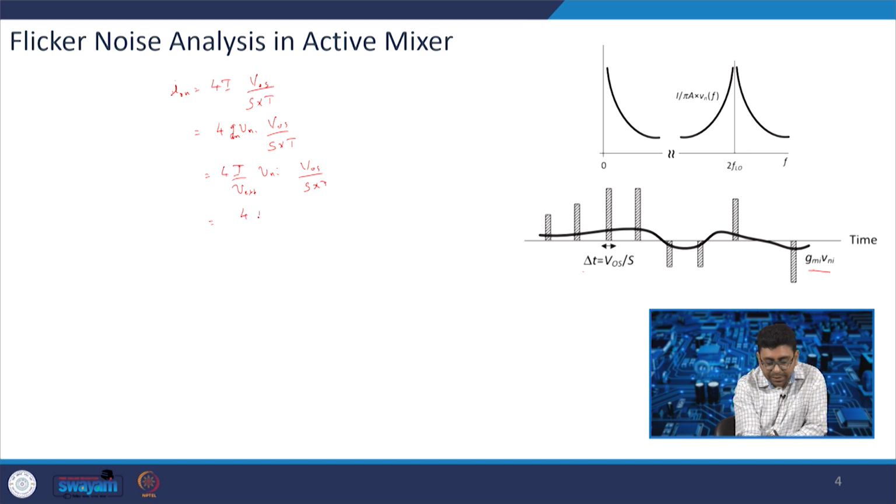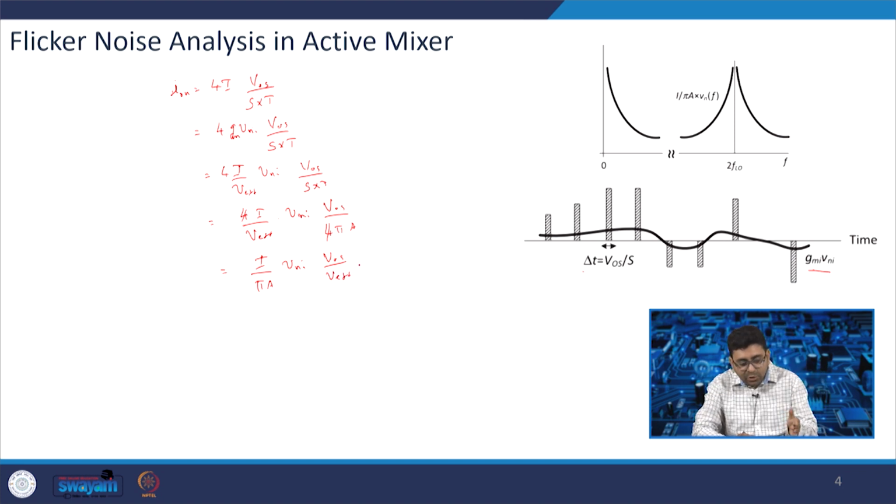So, 4 I divided by V effective into VNI, V offset. This 4 will be cancelled out, and you will get I by pi a, VNI, V offset by V effective. If you see, your on current depends upon the offset voltage as well as the voltage V effective, that is related to the transconductance GM. So, your flicker noise is also dependent on the offset voltage, and that can be reduced in order to reduce the flicker noise.